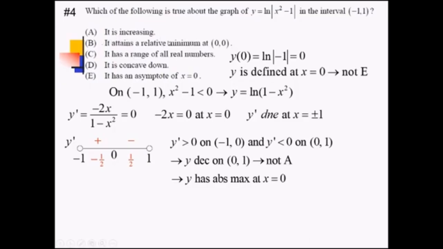Choice B, they said a relative min at 0, 0. Well, you can't have a relative min at the same place you have an absolute max. That makes no sense. So B is gone.